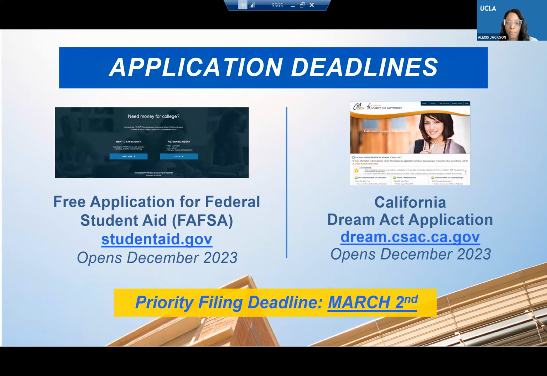The FAFSA can be completed at studentaid.gov. And to complete the DREAM application, please visit dream.csac.ca.gov. Both applications will open this upcoming December 2023. We strongly encourage that every student complete their application by the March 2nd priority deadline, because missing this deadline can cause you to miss out on thousands of dollars of aid.